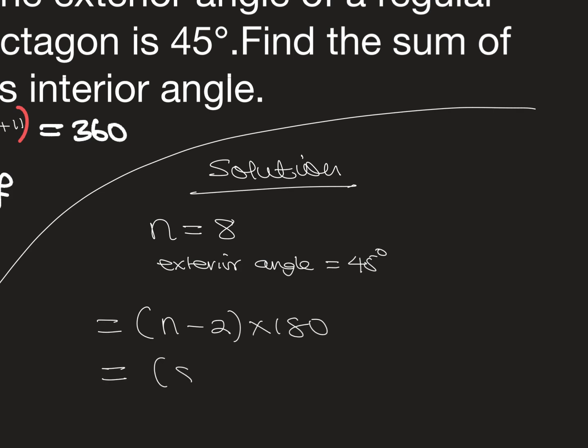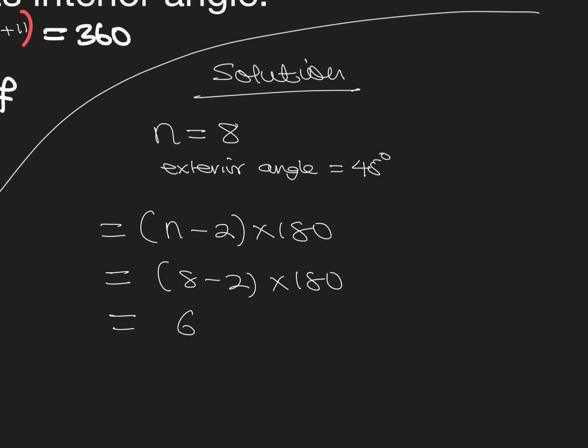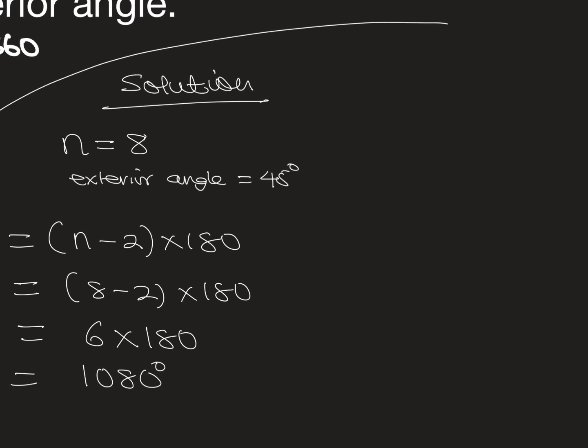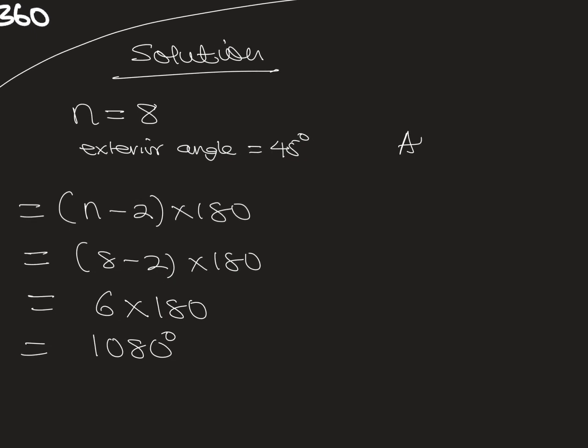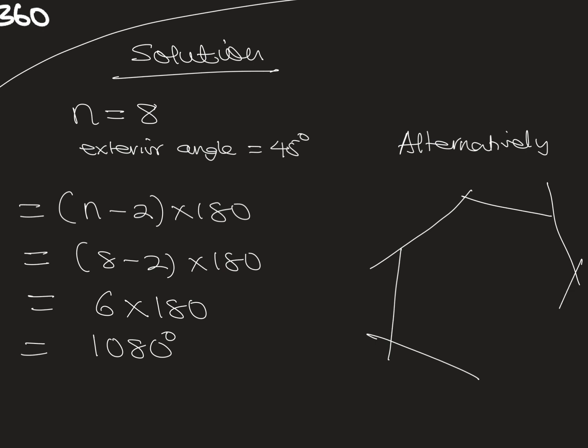And that will be 8 minus 2 times 180. That is 6 times 180. That is going to give you 1080 degrees. Okay, so that is it. Alternatively, if we should just try to have a rough sketch of any polygon, we say that this is the external angle. It is 45 degrees.